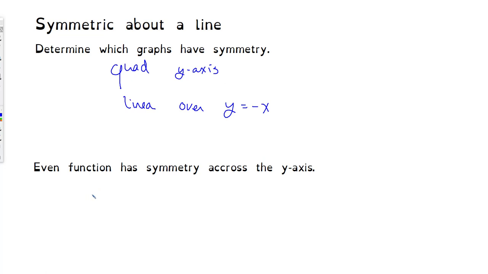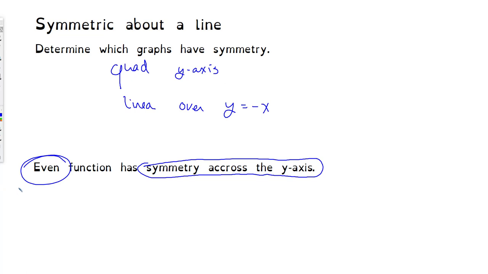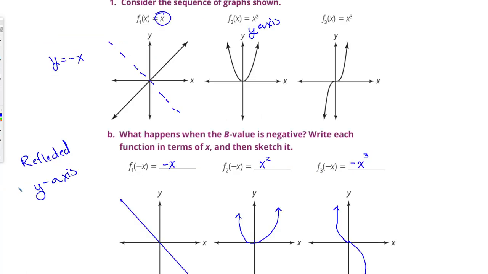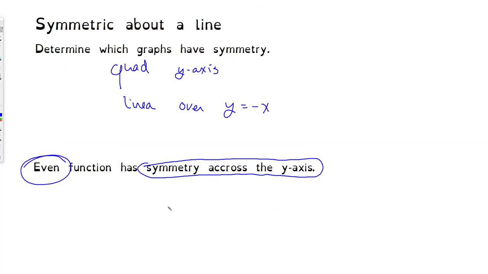So we're going to talk about odd and even functions. An even function is always symmetric across the y-axis. So with that information, which of these is an even function? The quadratic. The parent function is even. And we'll talk about how you can tell if it's odd or not.